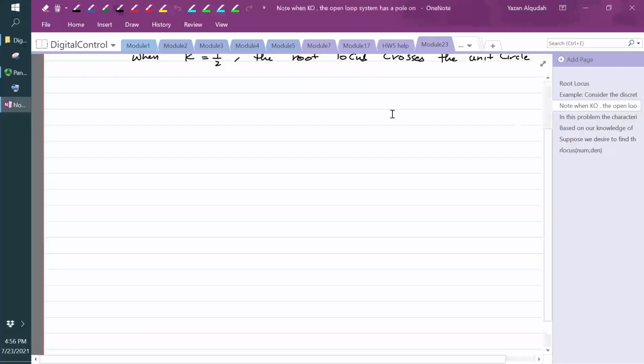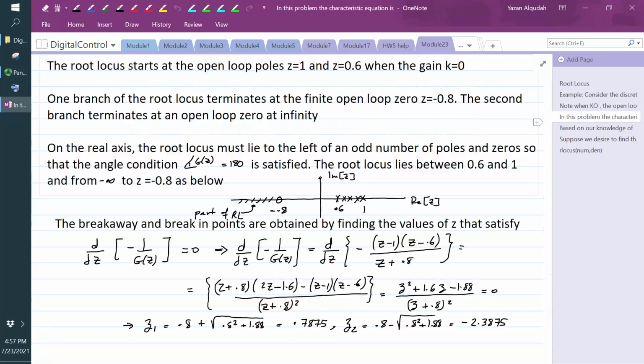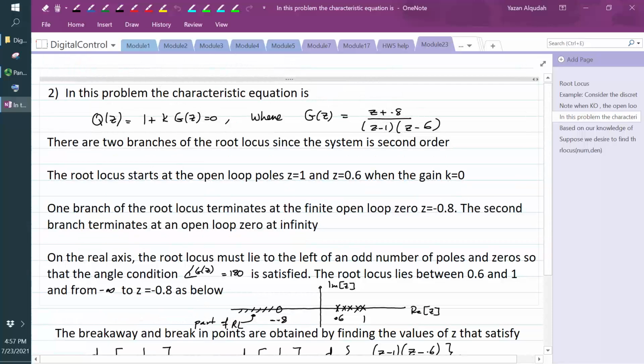Of course, when k is equal to 0, the open loop system has a pole on the unit circle at z equal to 1, and so it is not bounded input, bounded output stable. Since it's on the unit circle, it's going to be marginally stable. When k is equal to 1/2, the root locus crosses the unit circle, and it will become unstable. And we'll see that when we plot the root locus.